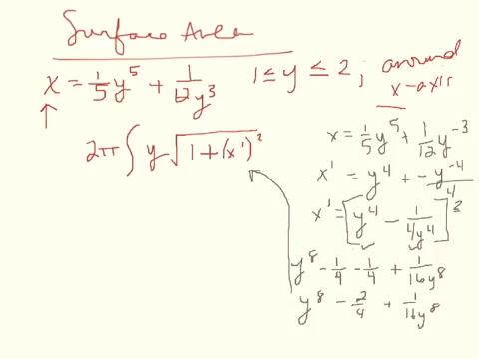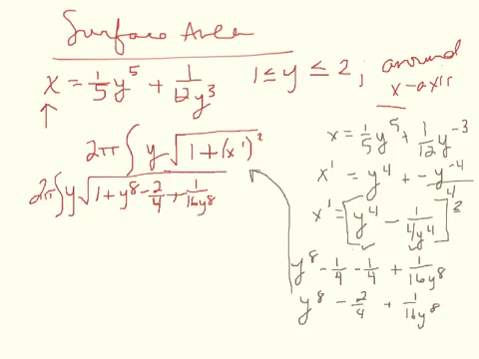Okay, so I got 2 pi. I have this variable y, because that's my radius. Square root of 1 plus y to the 8th minus 2/4. You can reduce that fraction if you want, but I'm thinking I might want it in fourths. So I'm going to leave it. Plus 1 over 16 y to the 8th. Okay, you've seen this before. I can't tell you enough. Please know it's going to be set up. You will be able to add those two together.